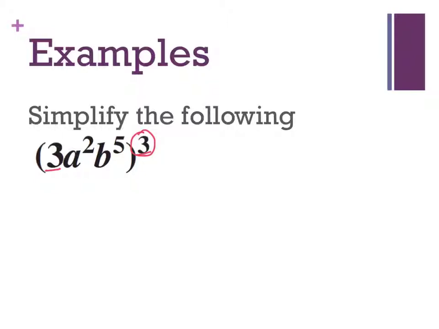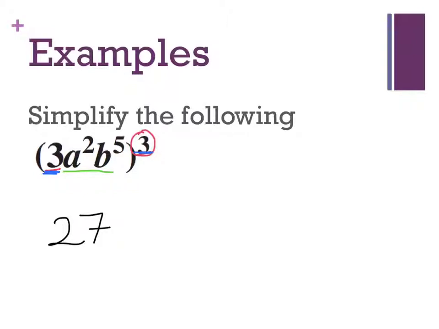Okay, so first off, I'm going to deal with the numbers, like the 3 here, and then I'll go back and deal with the pronumerals, so the a squared b to the power of 5. So first off, 3 to the power of 3 becomes 27, because that's 3 times 3, which is 9. 9 times 3, which is 27.